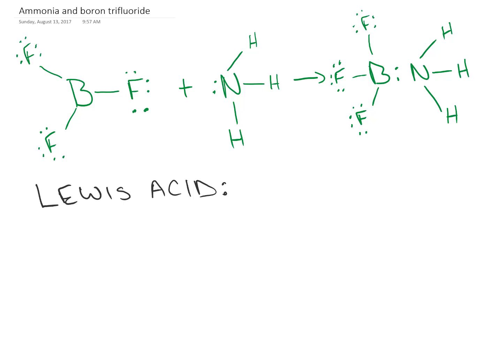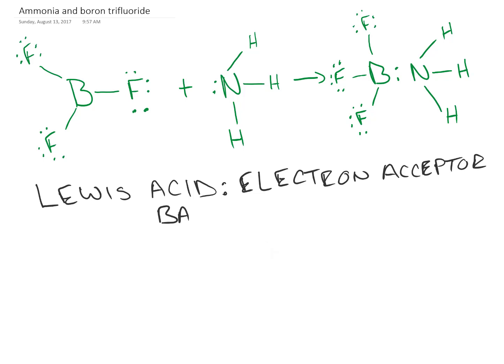So I'm going to start with the example that's in the book for a Lewis acid base that goes beyond something that you've seen before with the boron trifluoride and ammonia. And a Lewis acid, remember, is an electron acceptor. And a base is an electron donor.